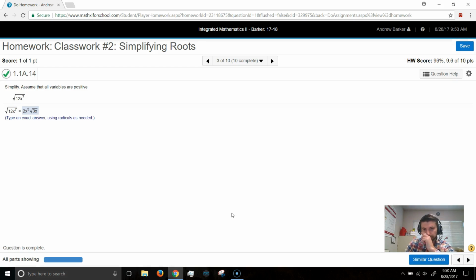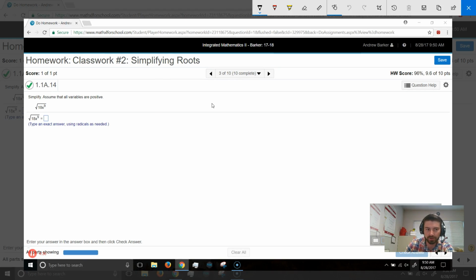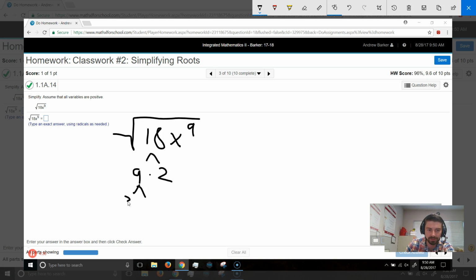All right, Question 3. This gets a little more tricky, so I'm going to go through it a little slower. It's the same idea, though. We're hunting for perfect squares. The square root of 18 times x to the 9th. 18 is 9 and 2, and 9 is a perfect square, so it will square root as a 3 and come out in front. Then this 2 is going to stay behind.